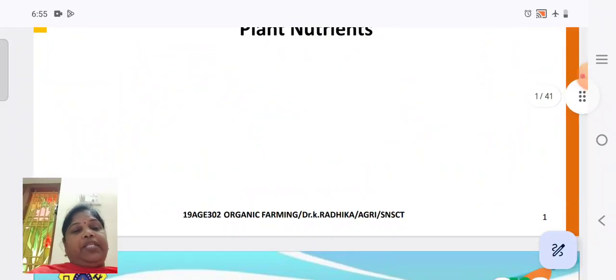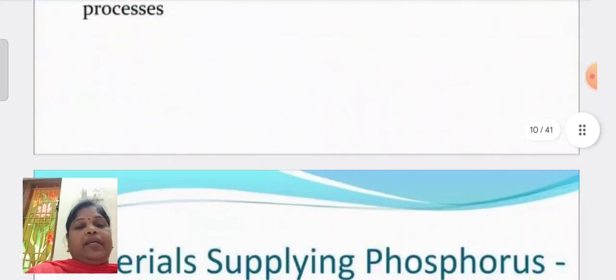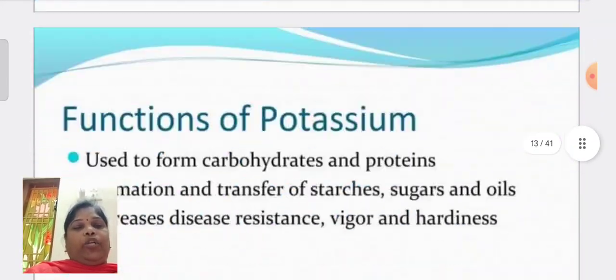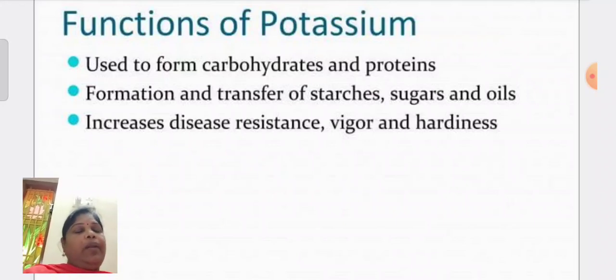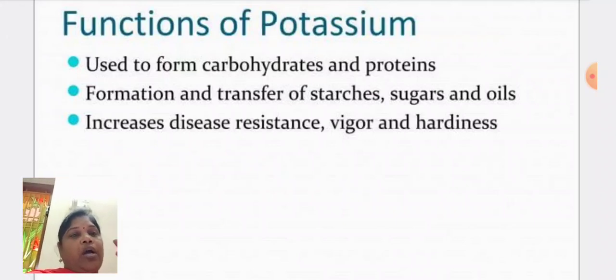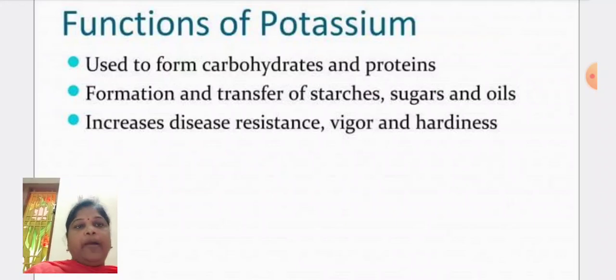In the last class we discussed nitrogen and phosphorus. In this class we will discuss potassium. Nitrogen, phosphorus, and potassium are major nutrients. They are required in larger amounts for the growth and development of plants. Last class we discussed nitrogen and phosphorus in detail. This class we discuss the functions of potassium.